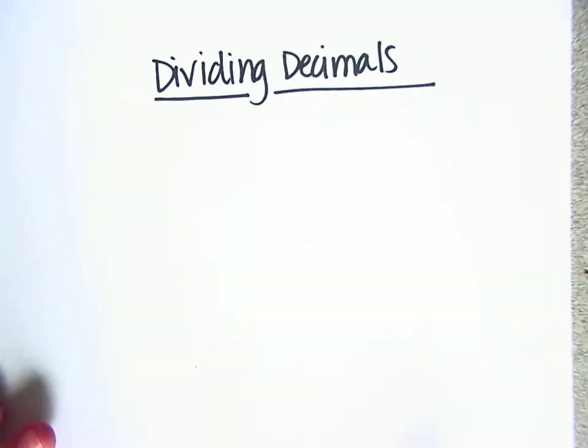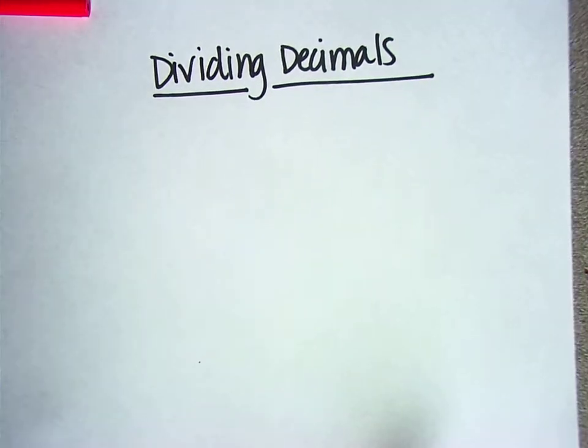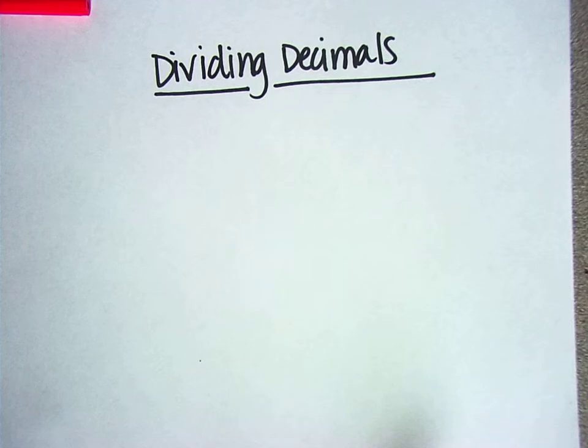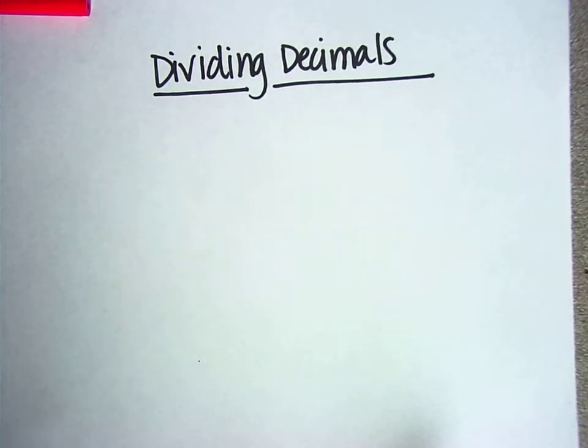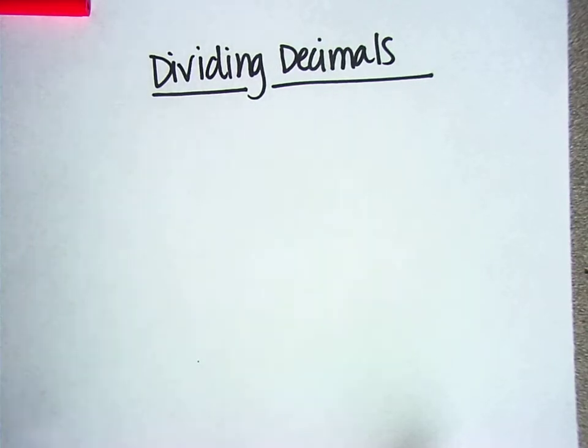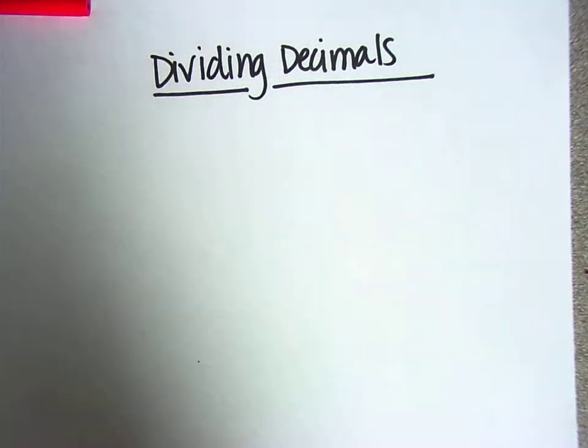So this video is going to be a quick tutorial about dividing decimals. When you're dividing rational numbers, I want you to keep in mind that we are going to follow the same rules, where if our numbers have the same sign, then our answer is going to be positive, and if our numbers have different signs, then it means that our answer is going to be negative. So let's look at an example problem.